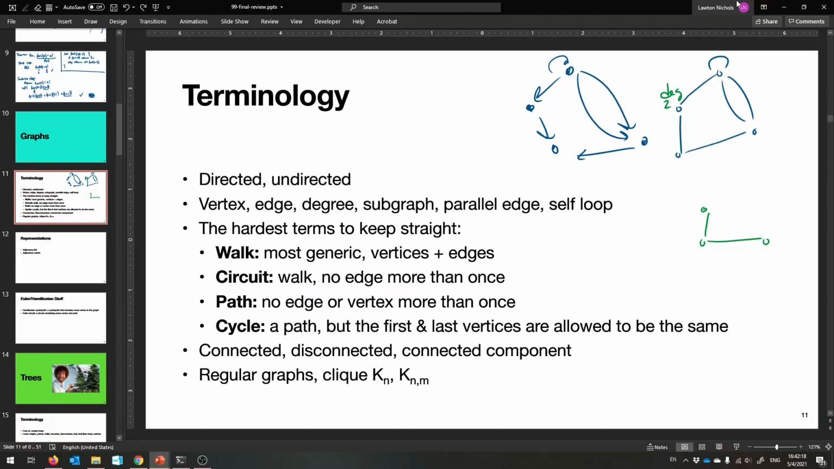It is a walk, but you cannot visit the same edge more than once. You can't go back around along the same edge, okay? So you can't do that, but you can do something like this, okay? A circuit is a walk where you don't visit any edge more than once, and then you come back to where you started.